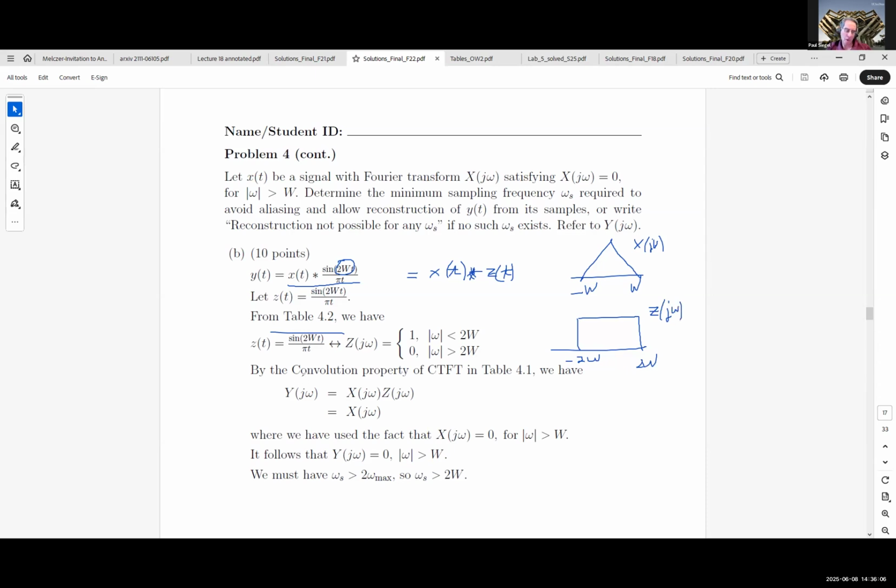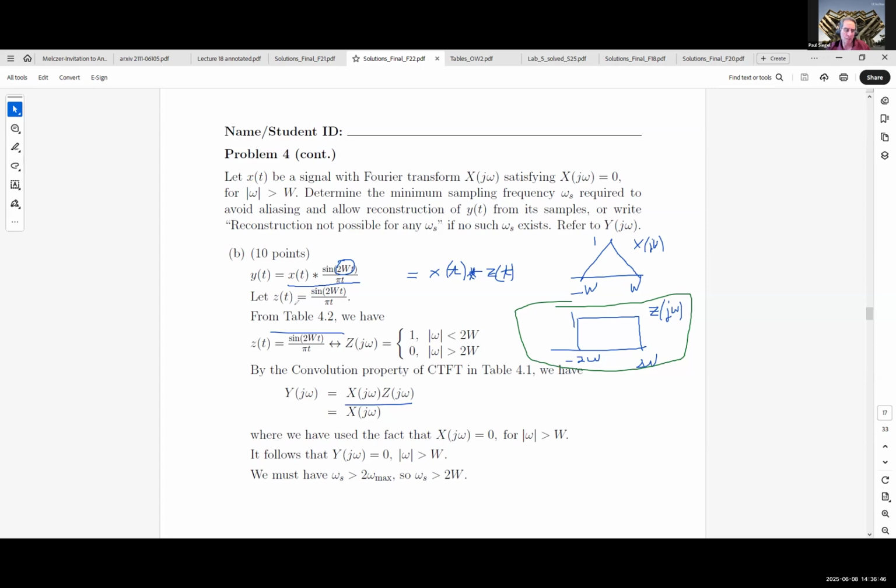And now the convolution property says that the convolution in time domain becomes product in frequency domain. Now, this is a 1 here, let's assume that's a 1. Doesn't have to be, but the point is that this is the thing that we're multiplying X of j omega by. So it just multiplies by 1 in the range minus 2W to 2W. Well, it's just going to give us a copy of X of j omega again, because X of j omega is 0 outside of minus W to W.